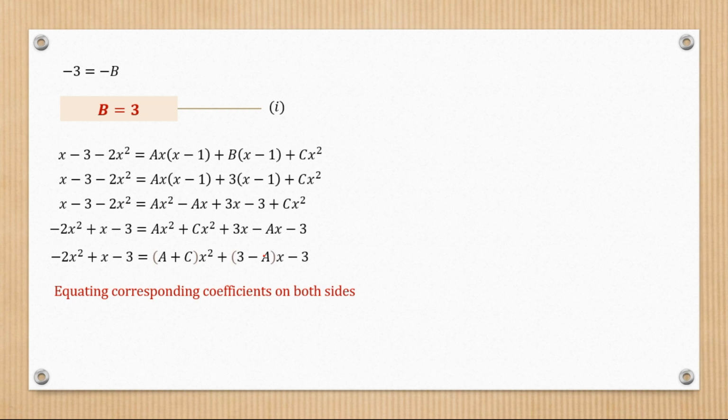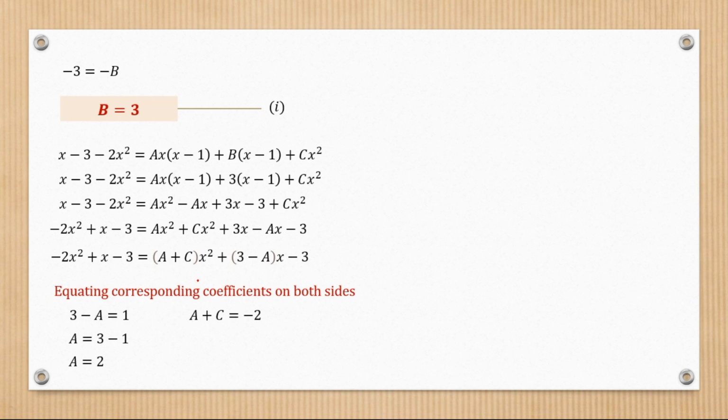So now if I equate corresponding coefficients on both sides, I can see that 3 minus a, remember we're looking for a and we're looking for c, but now I don't yet know c, so I will not first use this. So I'll just say 3 minus a, I can already see, shall be equal to 1, because the coefficient here is going to be equal to 1. So therefore a is 3 minus 1 and a shall be equal to 2.